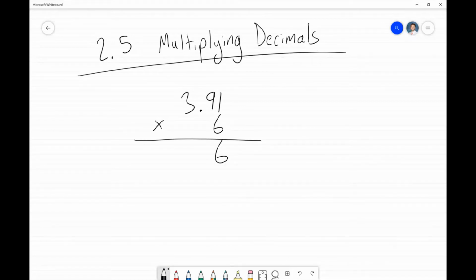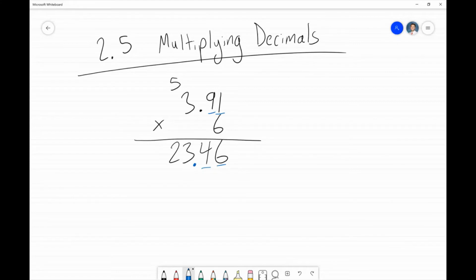We multiply 6 times 9, which is 54. So we write our 4 here, bring the 5 above our 3. And then we multiply 6 times 3, which is 18, and add the 5, which gives us 23. Okay, so now we need to account for that decimal. We'll count the total number of decimal places we have in this problem. In this case, we have 2 decimal places. So we need to have 2 decimal places in our answer, which gives us 23.46.